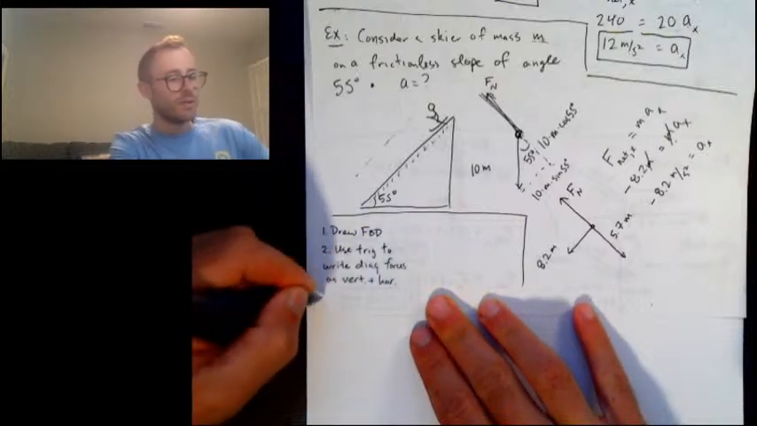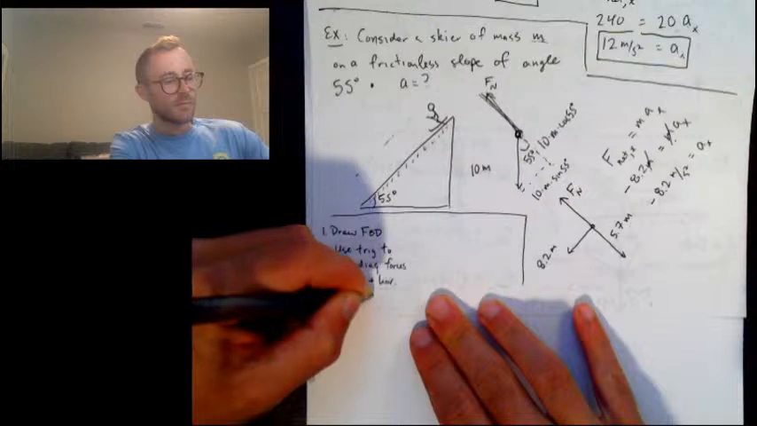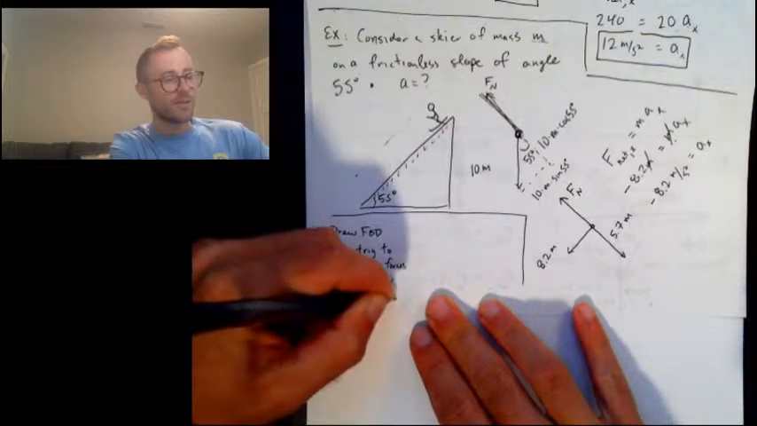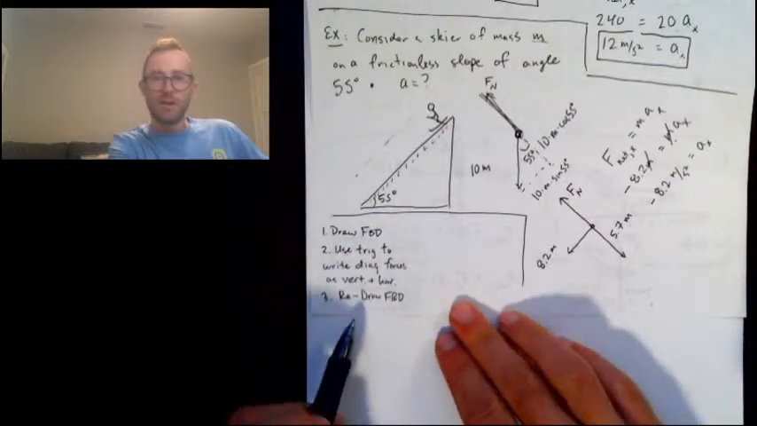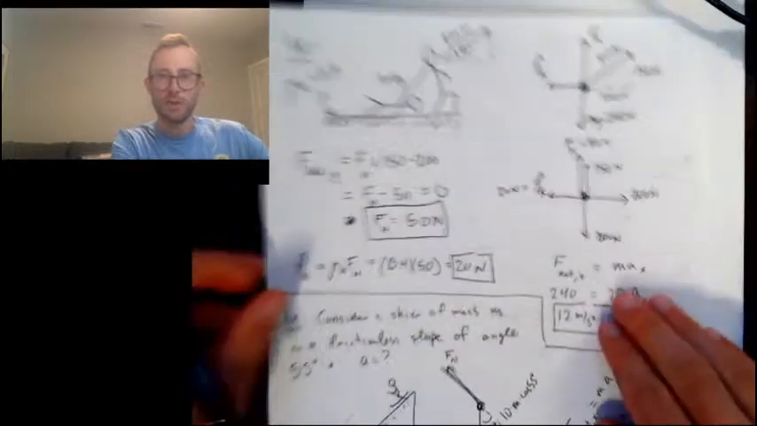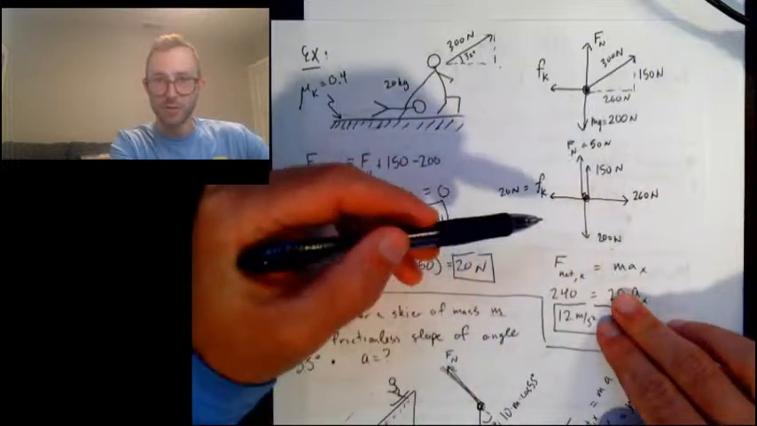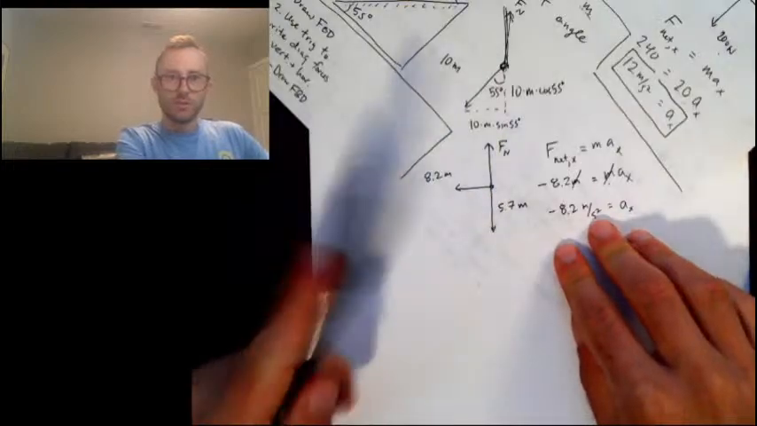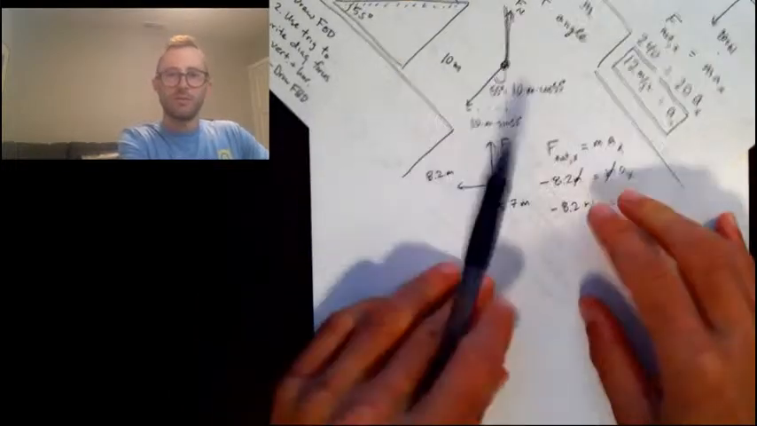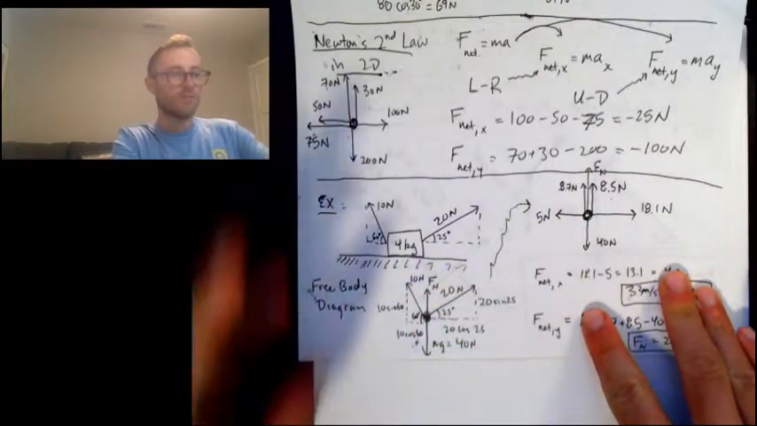And then once we do that, we redraw the free body diagram. And when we redraw the free body diagram, all of the forces are vertical or horizontal. So for example, right here, I redrew the free body diagram where there are no more diagonal forces. Okay, for this one and this one too, I redrew the free body diagram so there are no more diagonal forces.